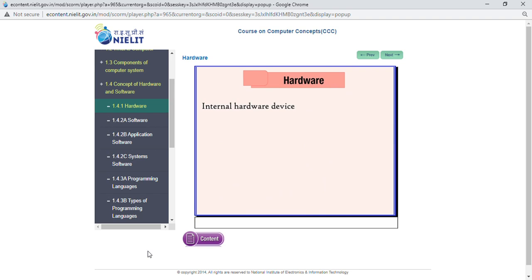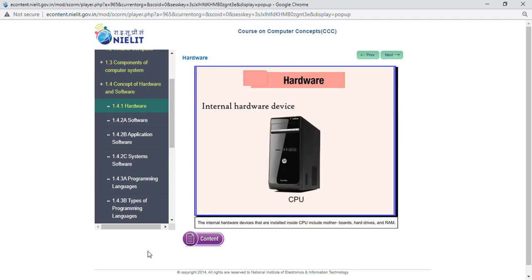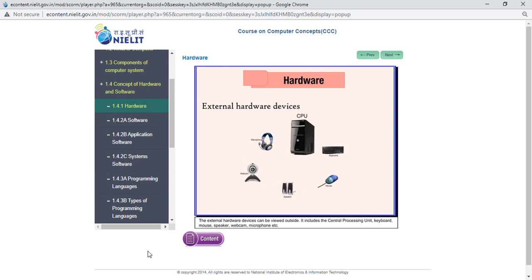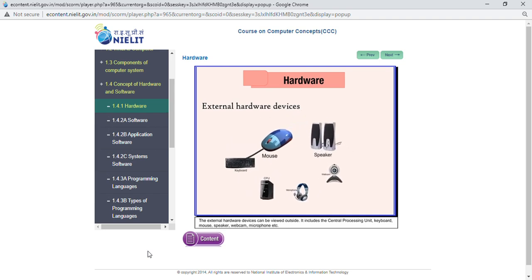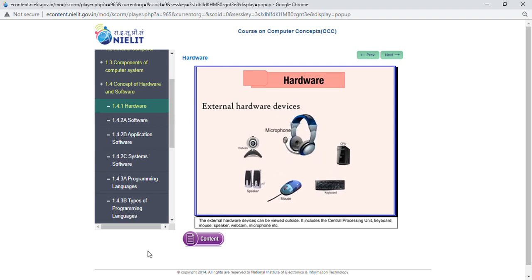Internal hardware device. The internal hardware devices that are installed inside the CPU include motherboards, hard drives, and RAM. External hardware devices. The external hardware devices can be viewed outside. It includes the central processing unit, keyboard, mouse, speaker, webcam, microphone, etc.